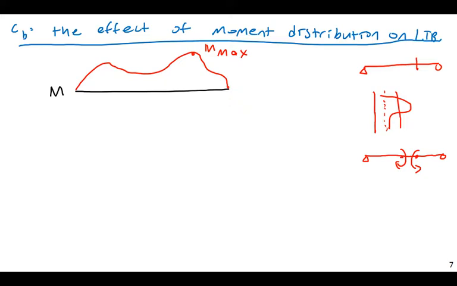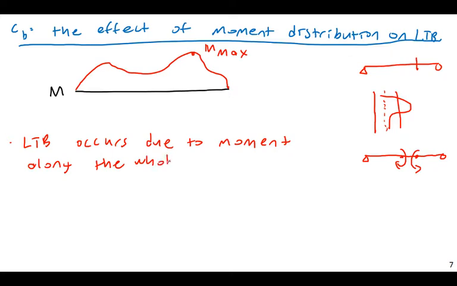So again, lateral torsional buckling is a function of moments along a beam, while our usual beam design assumptions, our usual beam design calculations, are based on peak moment. So this is the difference. LTB occurs due to moment over the length of the beam, or along the whole length of the beam, while usual beam theory is based upon peak moment.